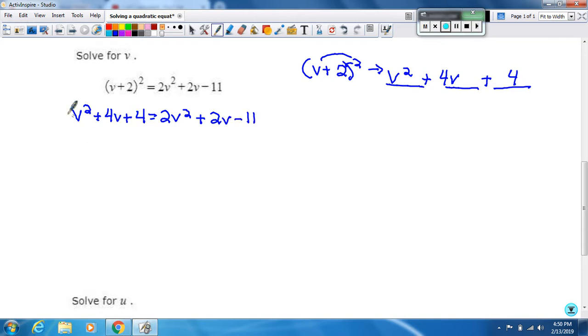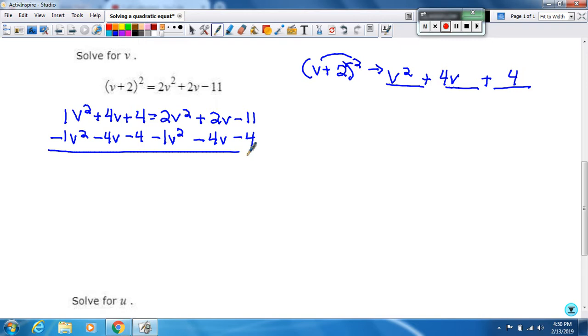So again, you want to keep your squared terms positive, so I've got to move the 1v squared over because it's smaller. That means everything on that side has to go over. So a positive 1v squared changes to a negative 1v squared because you're always doing opposites. Put that under your v squared. A positive 4v changes to a negative 4v. Put that under my v's. A positive 4 changes to a negative 4. And add your columns. Opposites cancel.